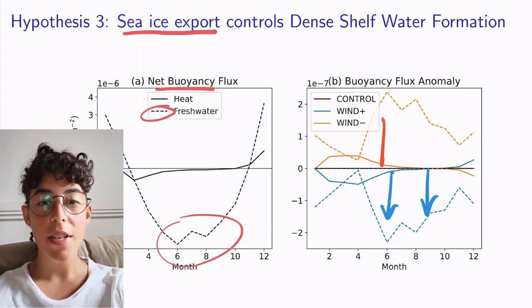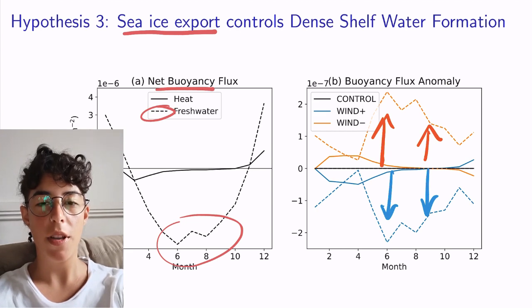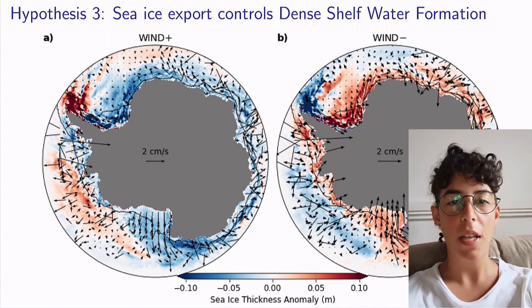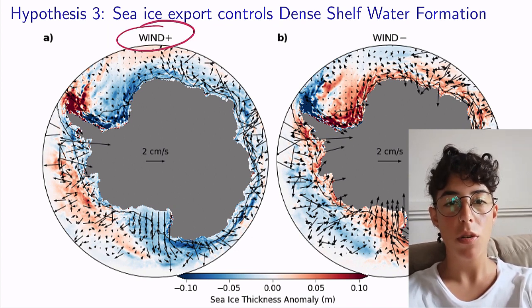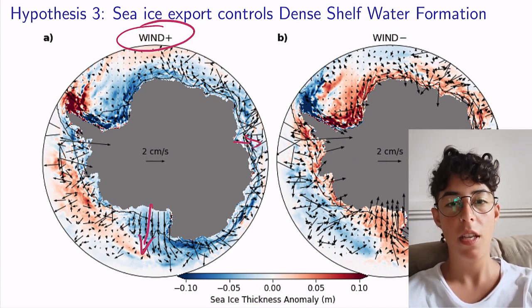And conversely, in the wind minus case, buoyancy is increased, so there is a strong and direct effect of wind stress onto the freshwater component of the buoyancy flux. The reason can be clarified predominantly by looking at the motion of sea ice. In this plot, the wind plus case shows thinner sea ice over the shelf that is matched by northward advection anomalies, taking fresh water off the shelf.